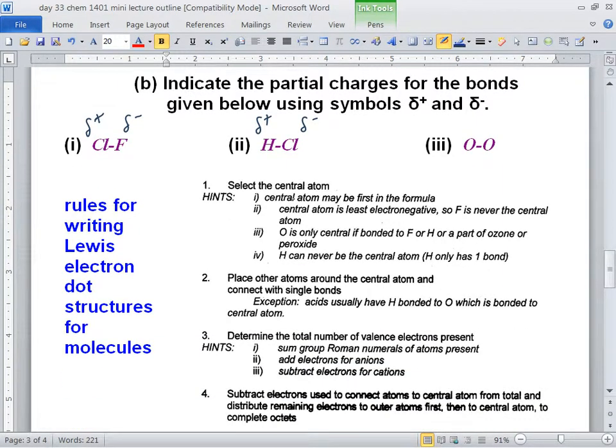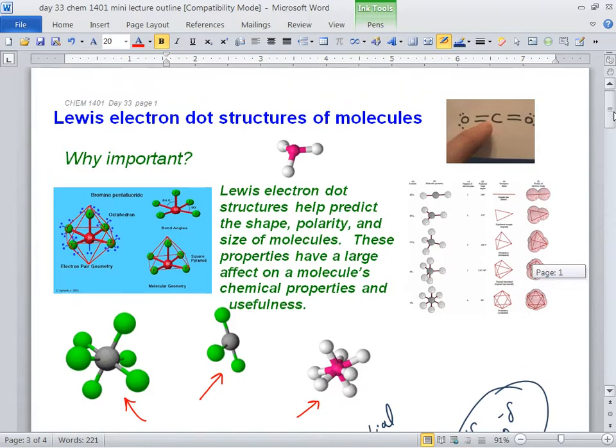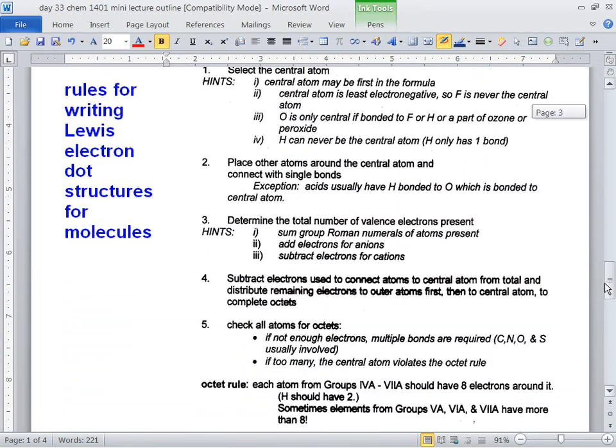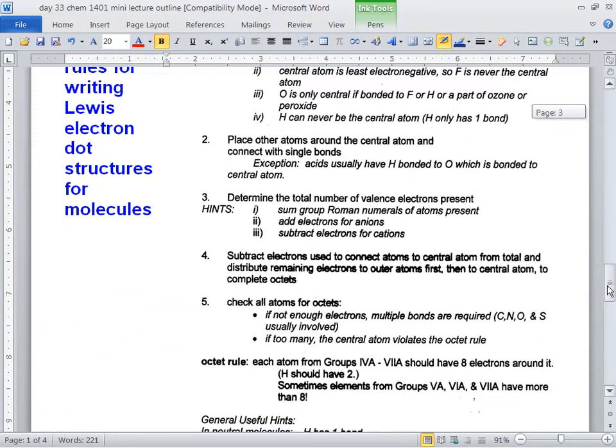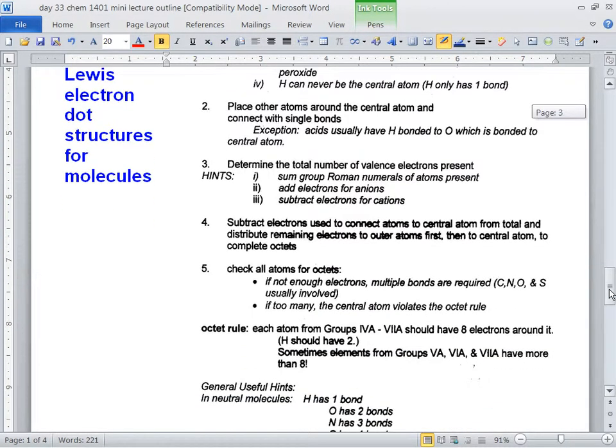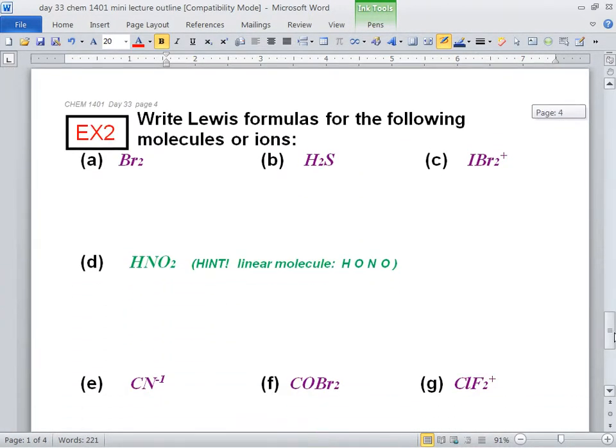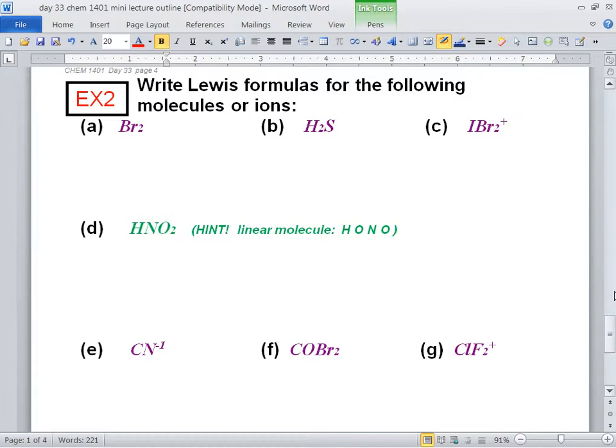Rules for writing Lewis electron dot structures for molecules. This is what we're getting at. Well, I say you have these rules. Now, there's a lot of real details to them, and you can read over them. I say we just jump into this, and then I'll go through the steps, and you can go back to the other page and see where I'm at.